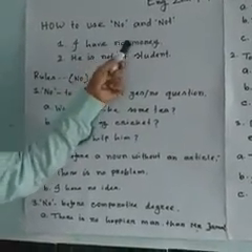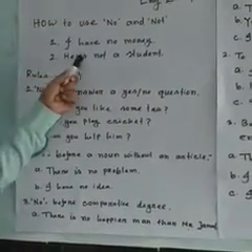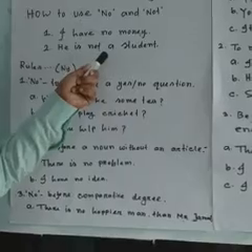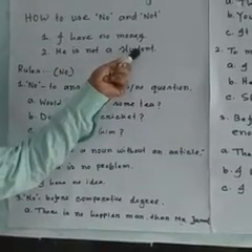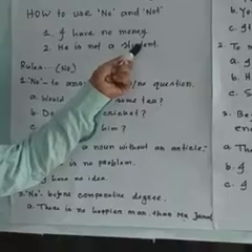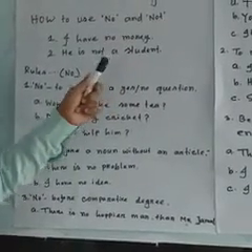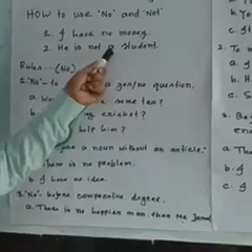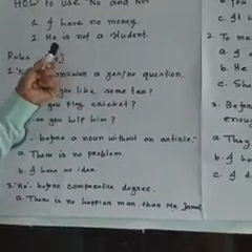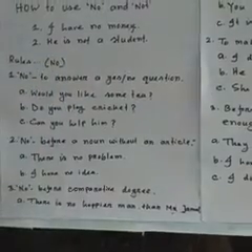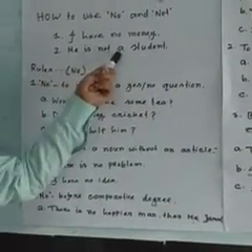I have no money. And sentence number 2, he is not a student. In this sentence, not has been used because the noun is student, and before this noun there is an article a. And when a noun has an article, you will have to use not. And for this reason, not has been used in this sentence to make the sentence negative. He is not a student.